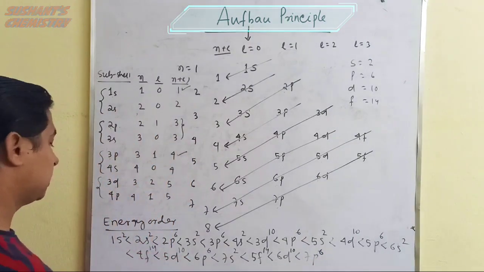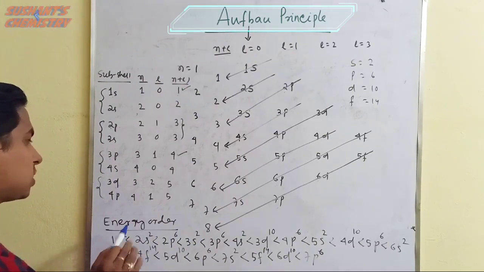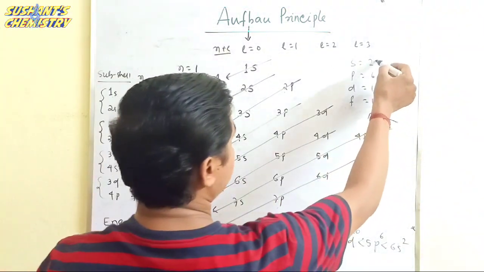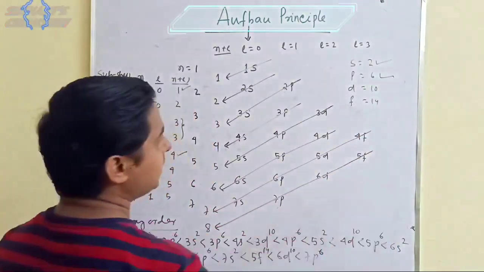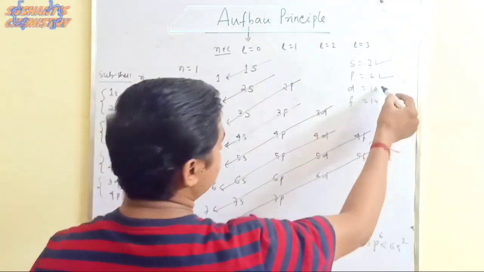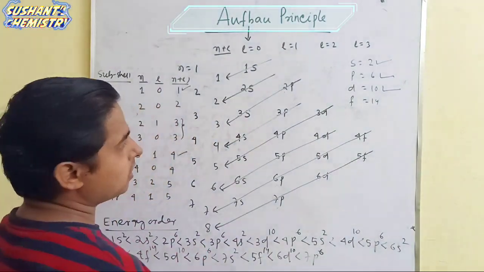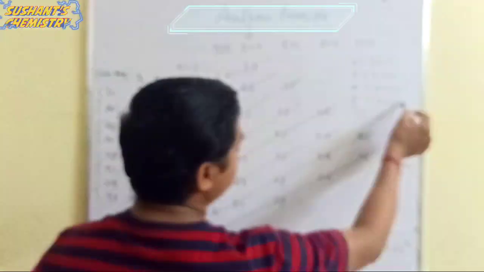That means an s subshell contains a maximum of 2 electrons, a p subshell contains a maximum of 6 electrons, a d subshell contains a maximum of 10 electrons, and an f subshell contains a maximum of 14 electrons.